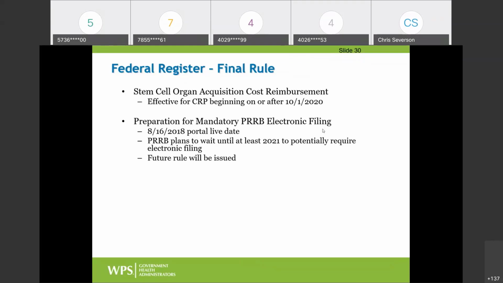But CMS, they decided not to mandate it yet, but they're setting the stage for mandated use of that. They did say they want to wait until at least 2021, and I believe they're just talking about calendar year 2021 at that point. So they're going to wait until then to require electronic filing, and they're going to issue a future rule, a proposed rule, first of all, for comment, and then, of course, a final rule. So more information to come with that.